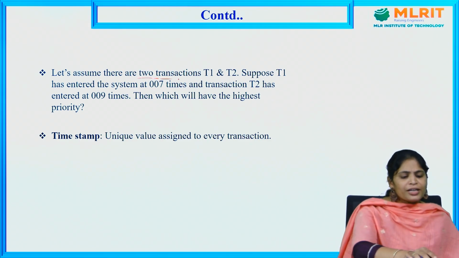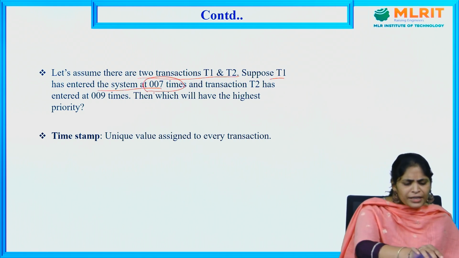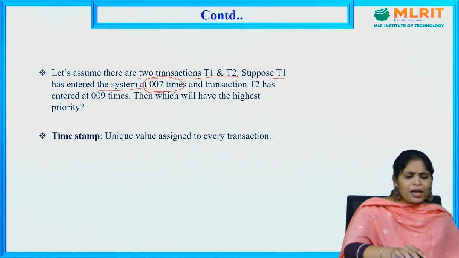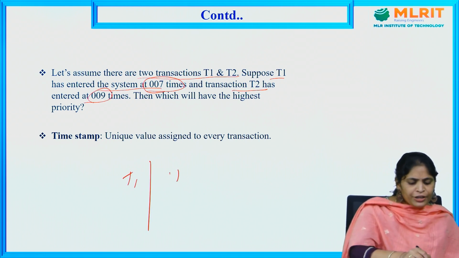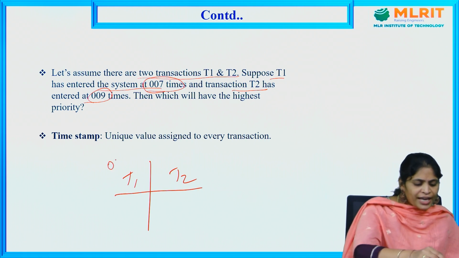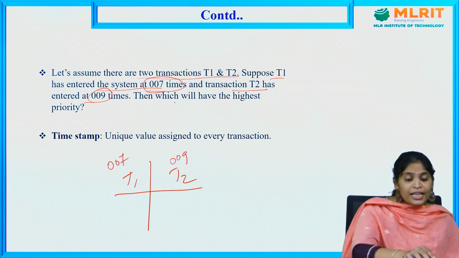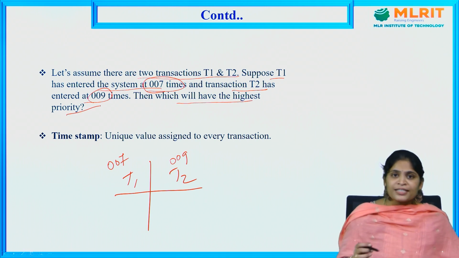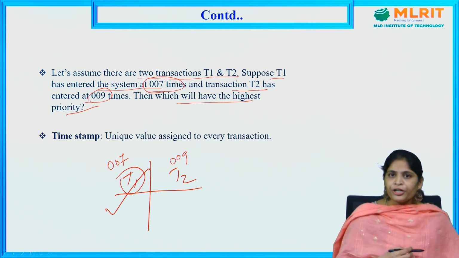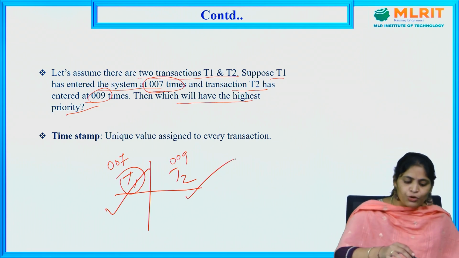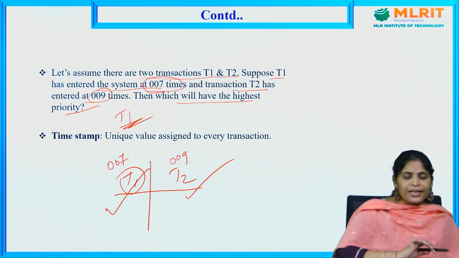Let us assume that there are two transactions T1 and T2. Suppose T1 has entered the system at a particular time, 007, and T2 has entered at 009. So T1 and T2 are the two transactions. Then which will have the highest priority? Which has entered first? T1 has entered first. So T1 will have the highest priority to complete all its operations, then we go for T2. So obviously T1 has the highest priority.